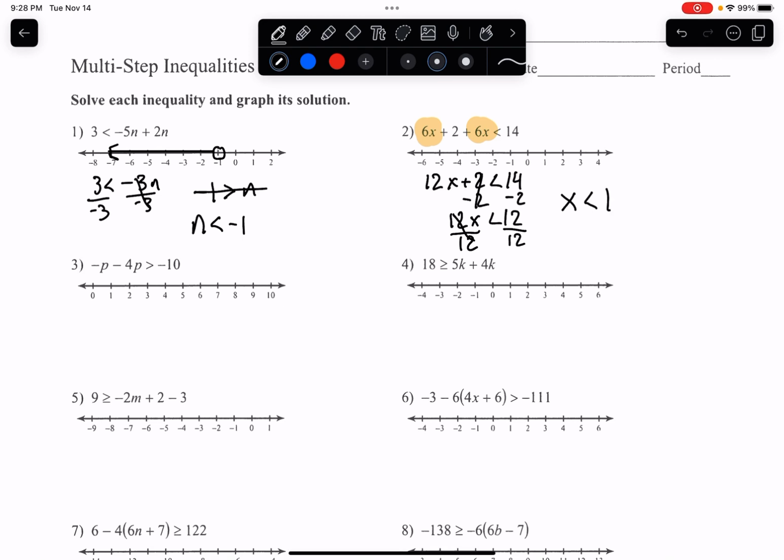Variables out front, we can use our arrow trick here. So open circle at the 1, and we are going left because we want everything smaller than 1. X is less than 1.